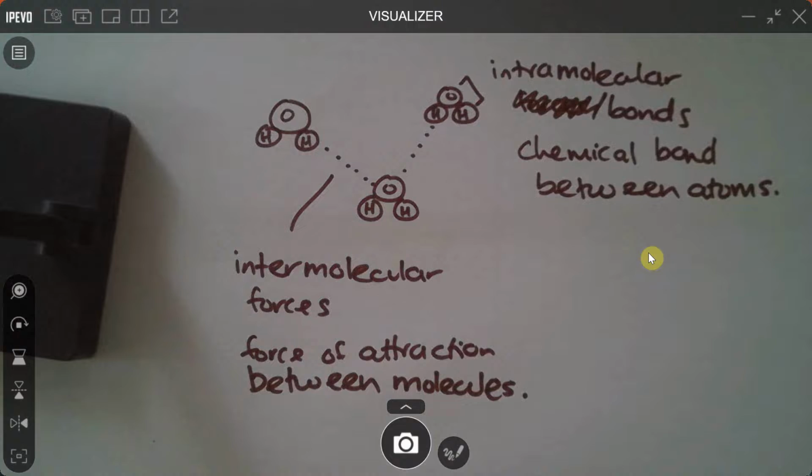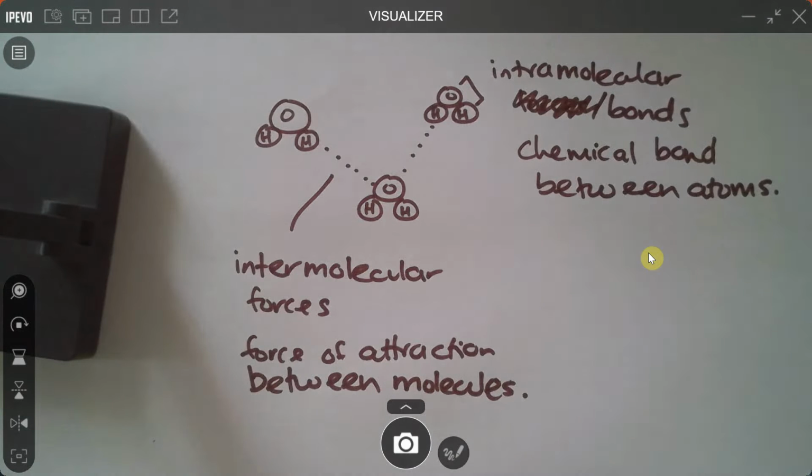So we'll talk about the learning intention for today. Today's learning intention is written on the board, and what we're going to be looking at is metallic solids. We're looking at the properties of metallic solids, and we're also going to be explaining why they have those properties as well.